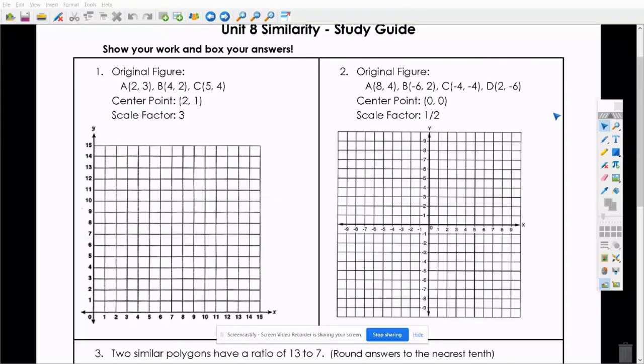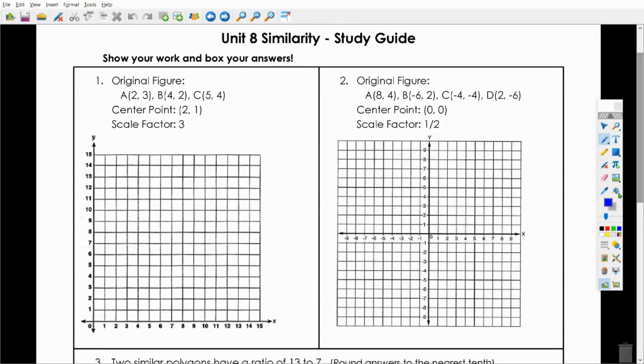Alright, so for this video, I'm going to go over the Unit 8 Similarity Study Guide. And so for the first problem there, what we want to do is scale our original figure.